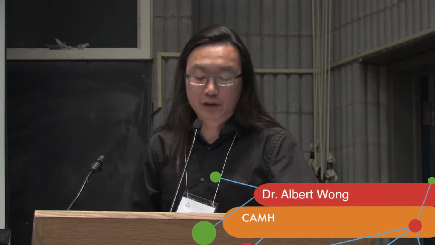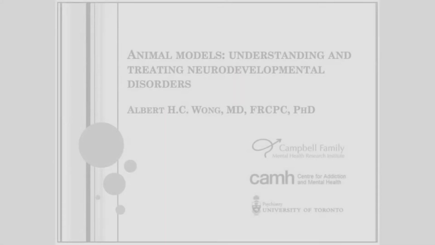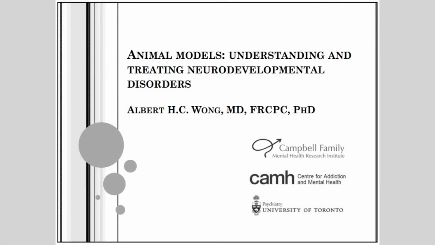My name is Albert Wong. I'm a psychiatrist. I treat adult patients at the Center for Addiction and Mental Health just around the corner. And I also work on animal models for psychiatric disorders in my lab. And although the patients I have mostly have schizophrenia, I think the message has already been transmitted that the brain processes and developmental processes are really shared across many different disorders.